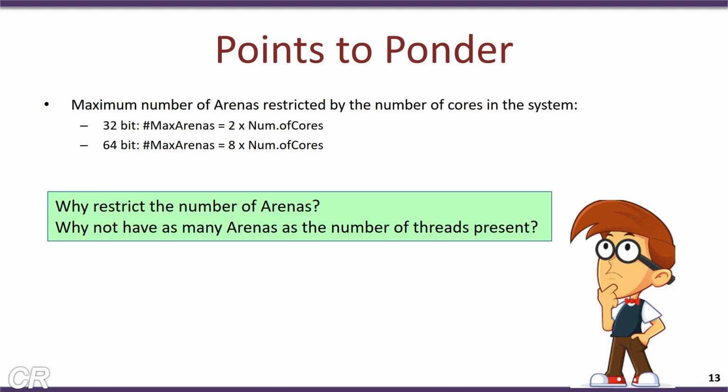What would happen if we have an unlimited number of arenas? That is, in other words, what would happen if each thread that you create gets its own arena?